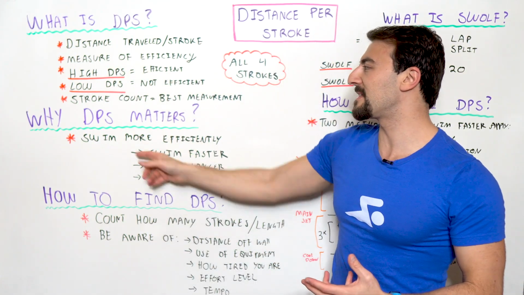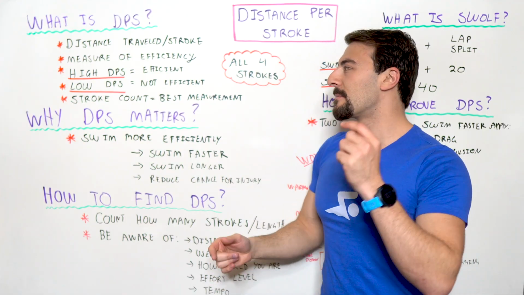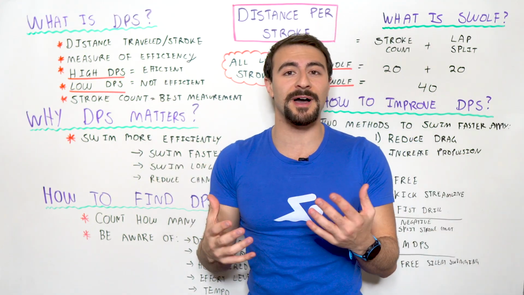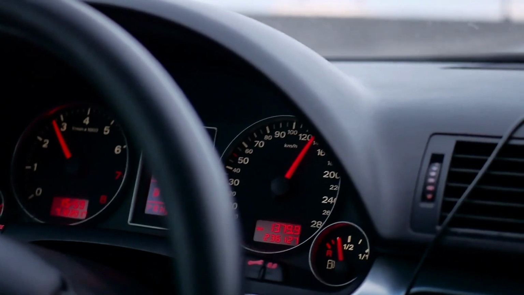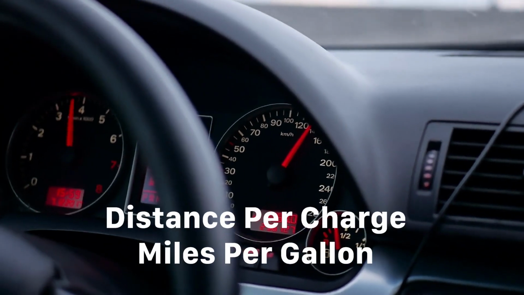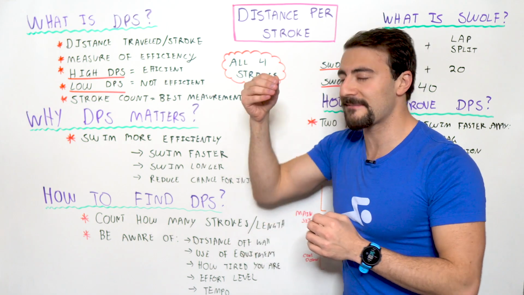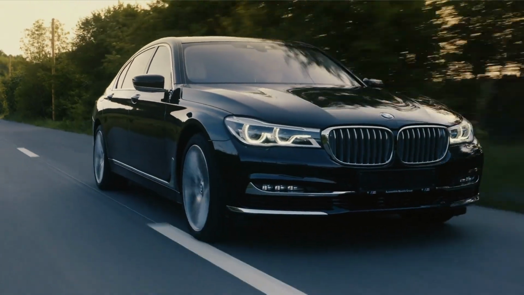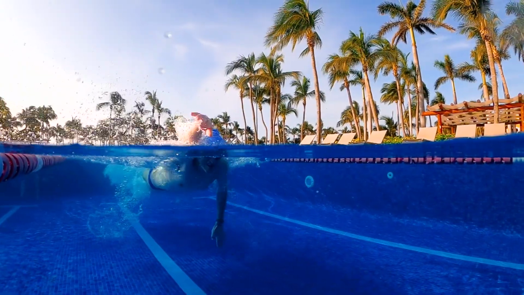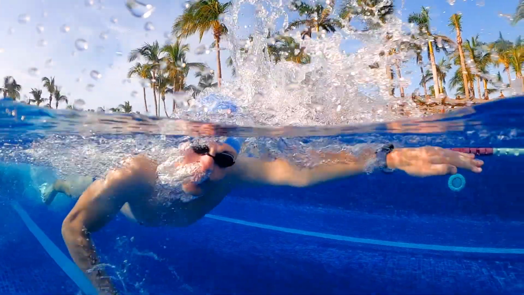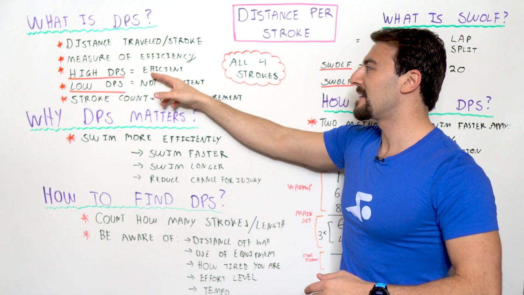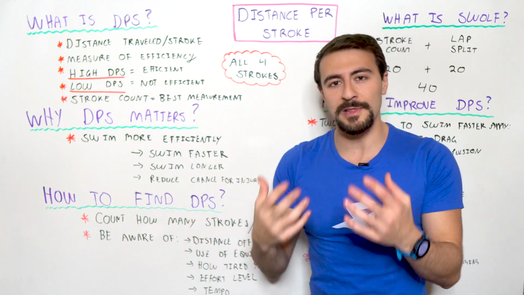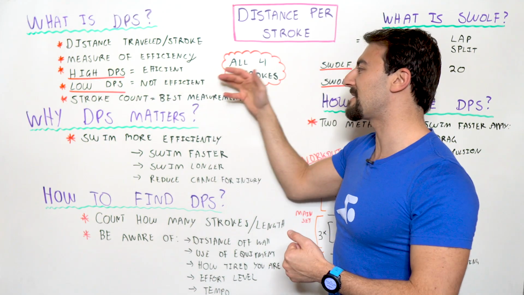We're going to talk about the details of why DPS matters, but one thing that you should know is that it's a great measure of efficiency. If you think about a car, we think in terms of miles per gallon or distance per charge. That's really showing us how efficient the vehicle is moving. You want to think of your body as a vehicle moving through the water, and you want to make it as efficient as possible. So if you have a high DPS, it means you're more efficient than having a low DPS. A low distance per stroke means you're less efficient.